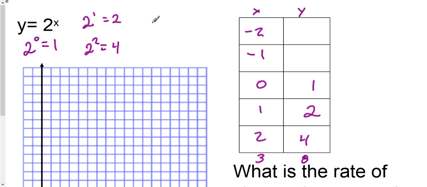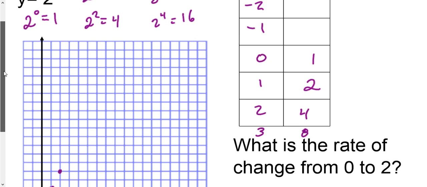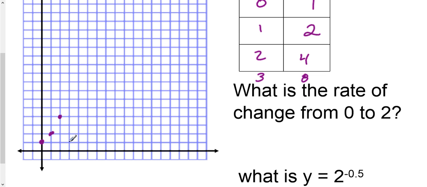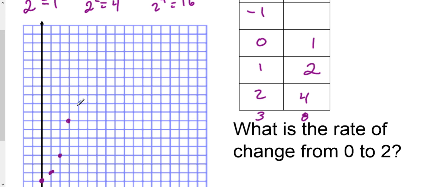It spits out 8. If we wanted to do 4, that spits out 16. Very quickly we aren't able to graph a lot of those points. So 3, 8. 2, 3, 4, 5, 6, 7, 8. I don't know if I'll be able to get 16 on here. 8, 9, 10, 11, 12, 13, 14, 15, 16. Oh, technically I could get 16 if I wanted to right there.